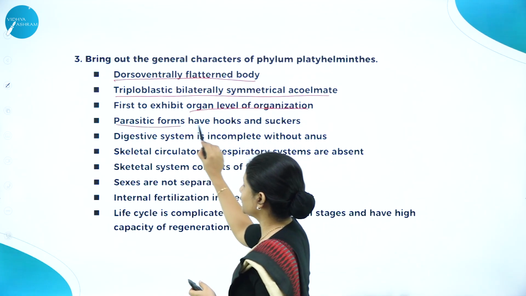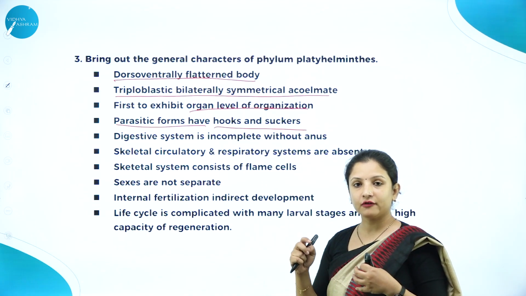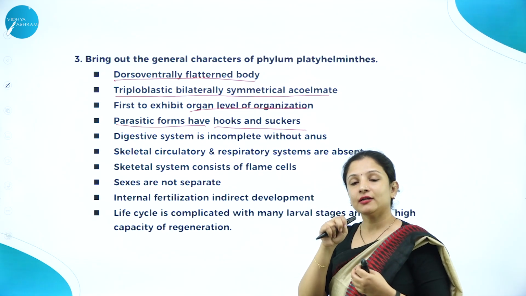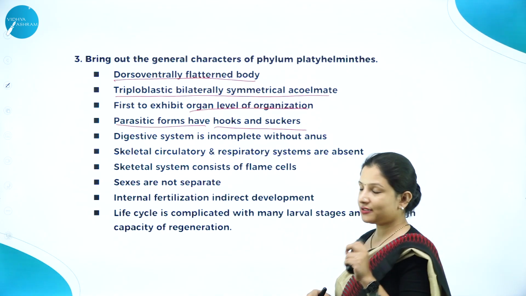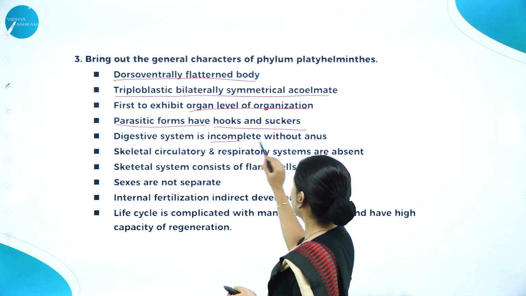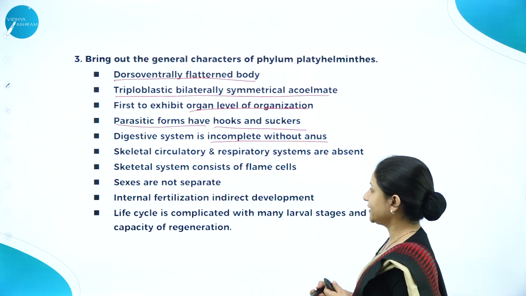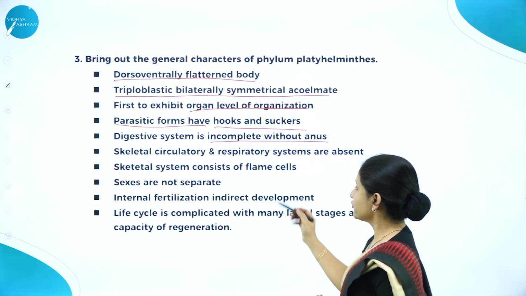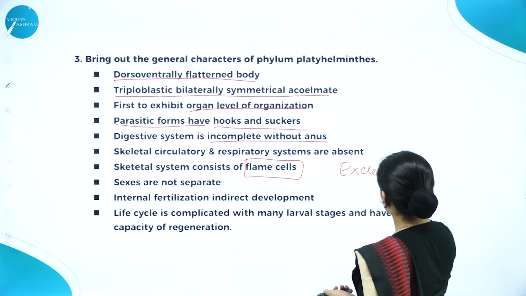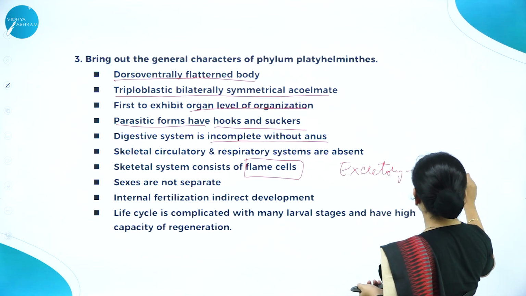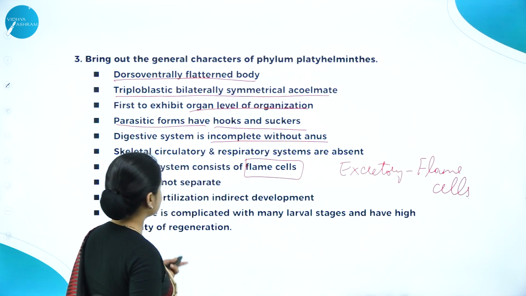They are parasitic forms, endoparasites having hooks and suckers. The hooks and suckers are very important for them to cling on to the intestine so that they don't get washed away along with the moving food. The digestive system is incomplete, without an anus, and the skeletal, circulatory and respiratory systems are completely absent. Their excretory system usually consists of flame cells, so excretion is through flame cells. Next, sexes are not separate.